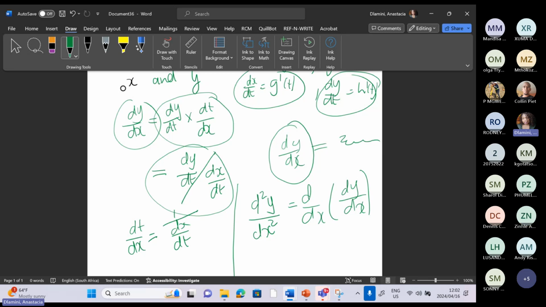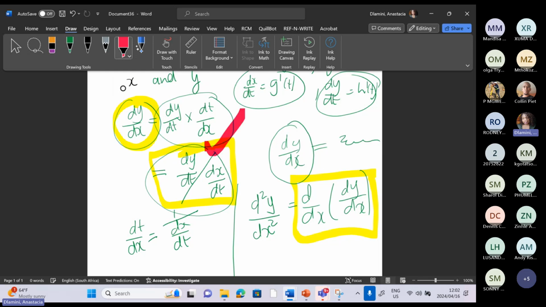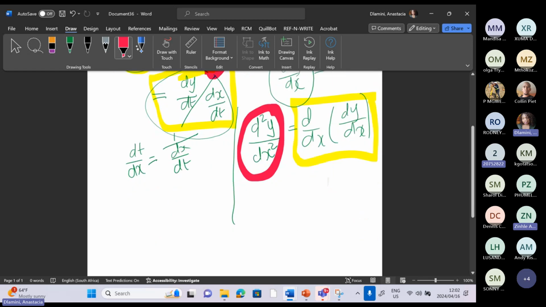Now, with parametric equations, it's not easy to do this part here. Why? Because dy over dx is not a function of x. So if I see you getting this answer and then differentiating it with respect to x, then you are wrong. It's a mistake that most people are making. I do not know why. That's why I'm emphasizing and highlighting it. Are we all together, guys? Yes, ma'am.